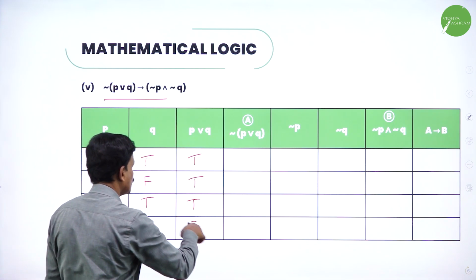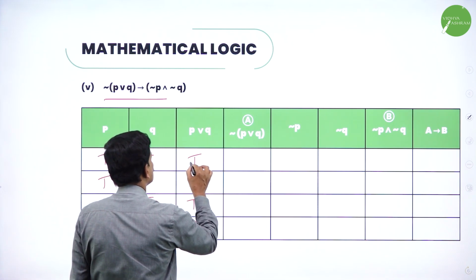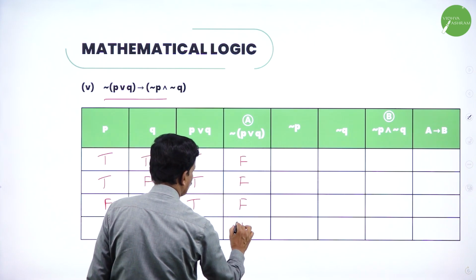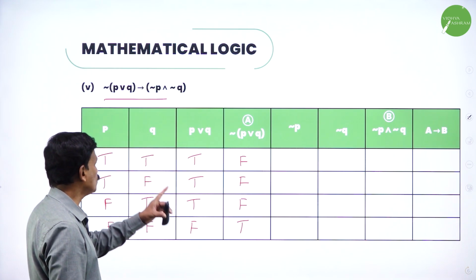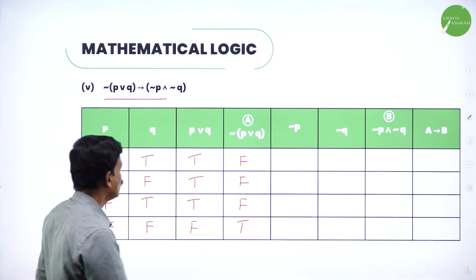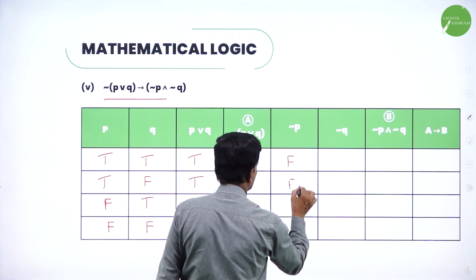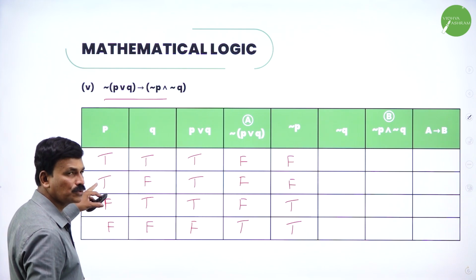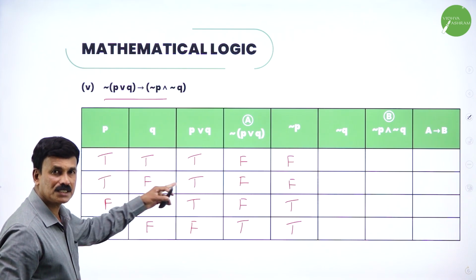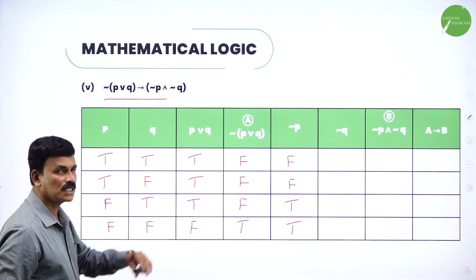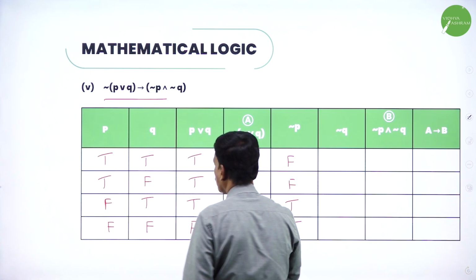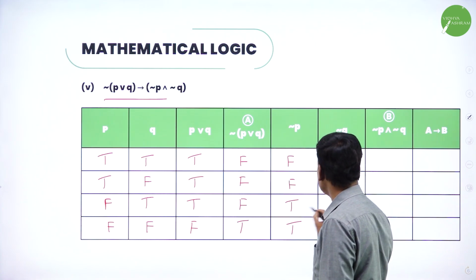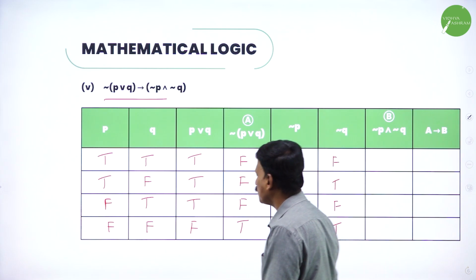Now just write down the negation for this. Negation of T is F. Negation of T is F. Negation of T is F. And for F it is T. Okay. Now write down the negation for P. For true it is false. For true it is false. For false it is true. For false also true. So for T and T, the negation is F and F. For F and F, it is T and T. Now, negation of Q. Negation of Q means for T it is F. Again for F it is T. For T it is F. And again for F it is T.